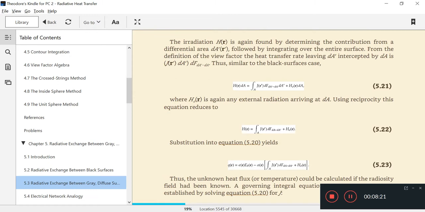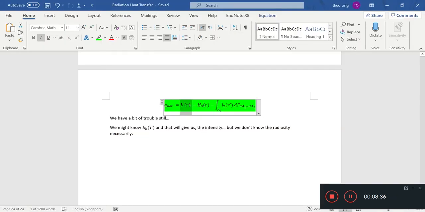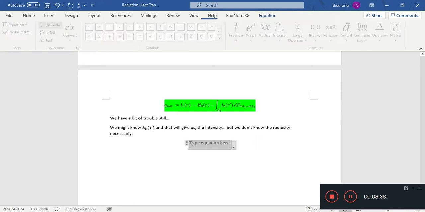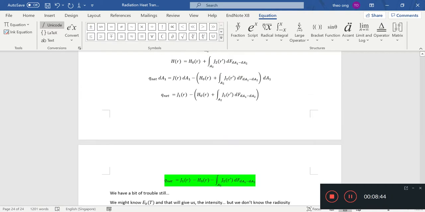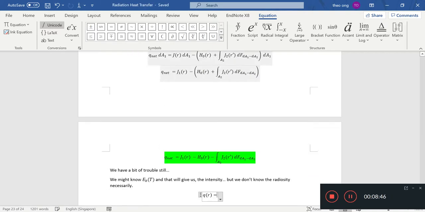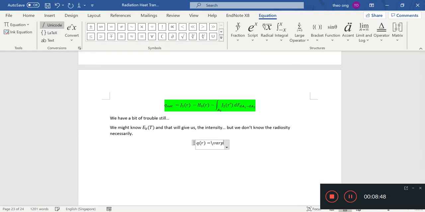So what is 5.23? It is this equation, QR equals epsilon r EBR times alpha r, which is the absorptivity, times H. So let's just write that down. Qnet, QR equals to whatever this is, var epsilon.